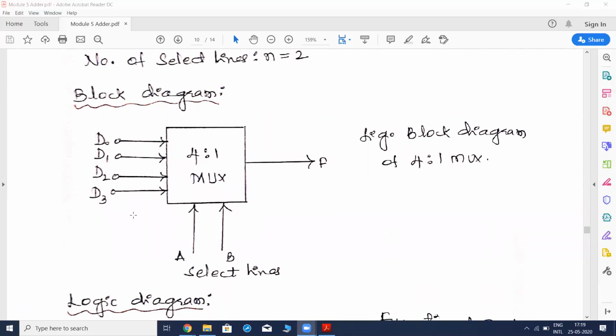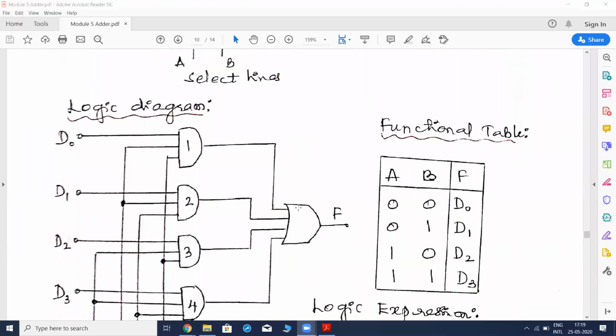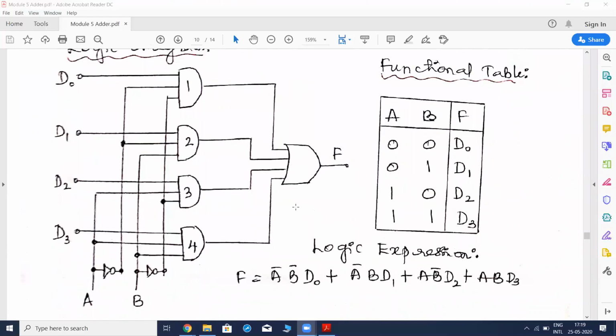Okay, so this is how we can show the multiplexer with the block diagram. So it is the 4:1 mux. We have data inputs D0, D1, D2, D3, and we have 2 select lines A and B. We are getting F as output. So this becomes our logic diagram now.